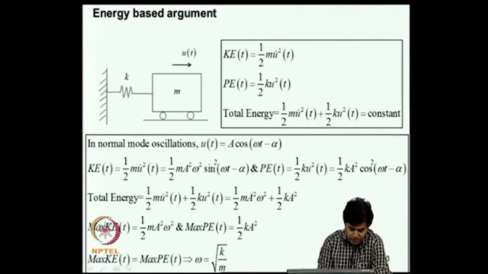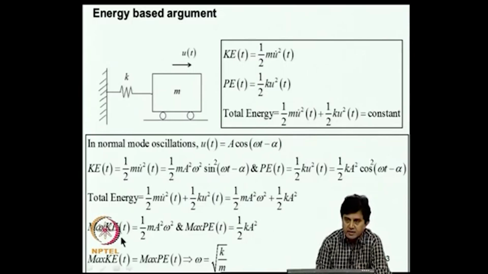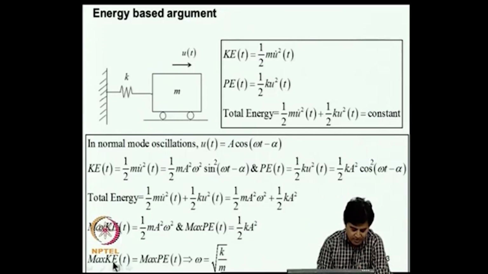Now, total energy is the sum of these. If you add them, the sin square and cos square will add up, and I get a constant that I am talking about here. Now, this automatically means that when kinetic energy reaches its maximum value, the potential energy must be 0, and similarly when potential energy reaches its maximum value, the kinetic energy will be 0.